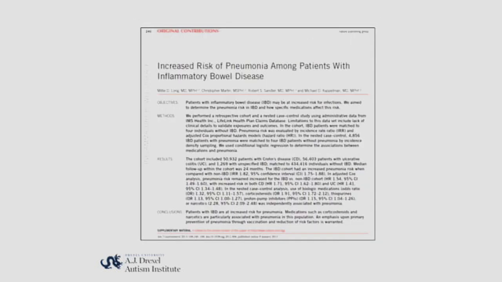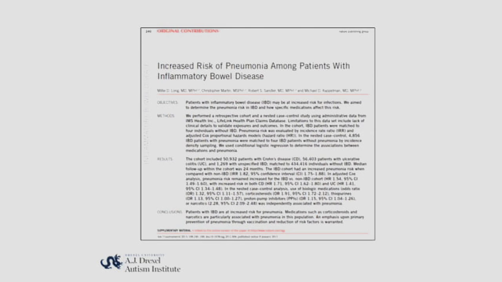Here's an example from a different disease state. This is a claims-based study of a series of individuals who have inflammatory bowel disease. And the health outcome under study here is pneumonia risk. So the question is, are individuals with inflammatory bowel disease at excess risk for pneumonia? IBD is typically treated with immunosuppression. So there's this idea that pneumonia risk is associated with that treatment.